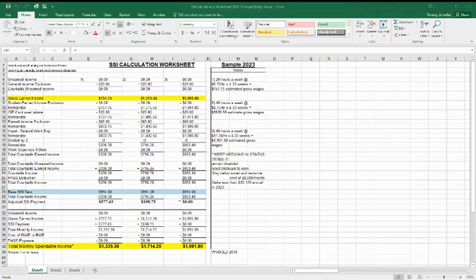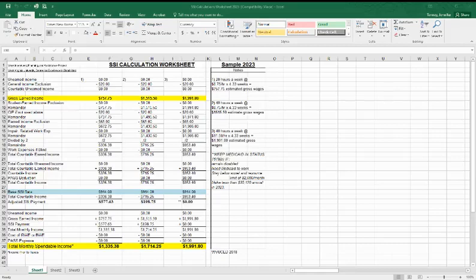The substantial gainful activity amount for 2024 will be $1,550 a month, up from $1,470 a month in 2023. So that will be the maximum amount of money that a person can make and still receive their SSDI benefits in 2024, $1,550 per calendar month.